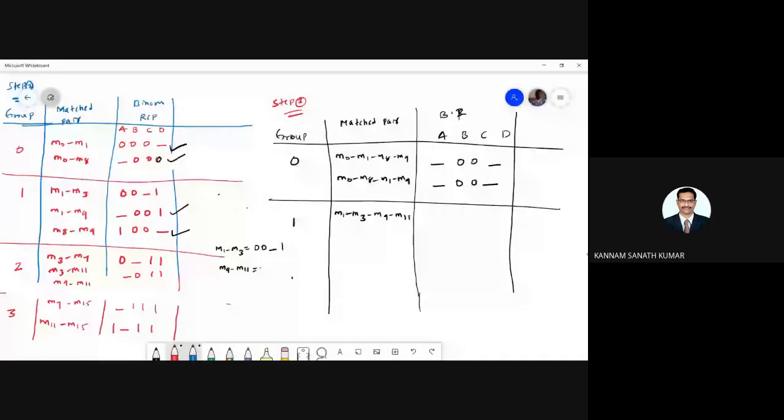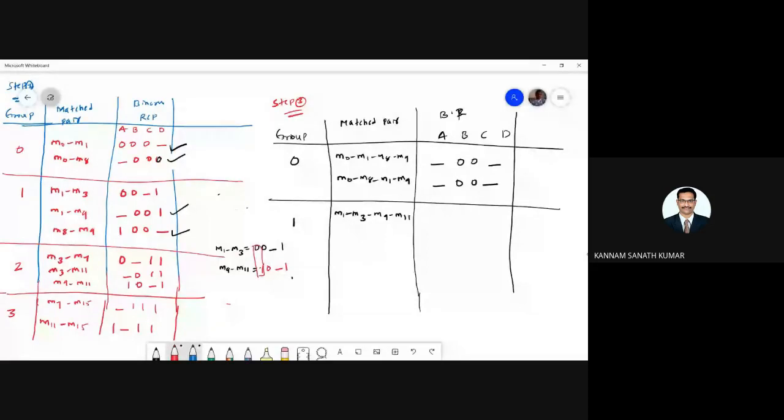Dash 11 and next M is 10 dash 1, 10 dash 1, okay. So M9 M11 is what? 10 dash 1. So which is differ? So that means dash 0 dash 1, okay.